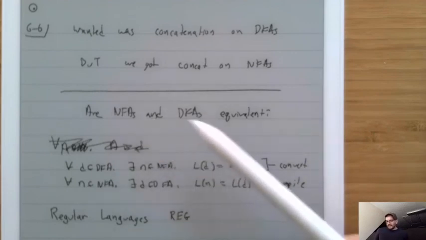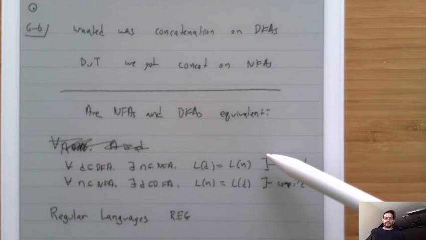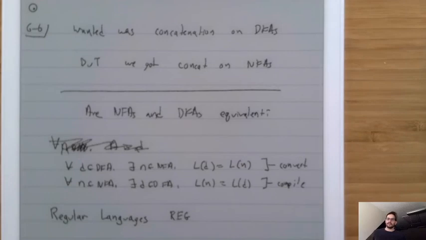So if NFAs and DFAs are equivalent, then we should be able to convert DFAs to NFAs, and we should be able to convert NFAs to DFAs, and they're all examples of this larger category called the regular languages. This is true, and I'm going to demonstrate it next class, next lecture.